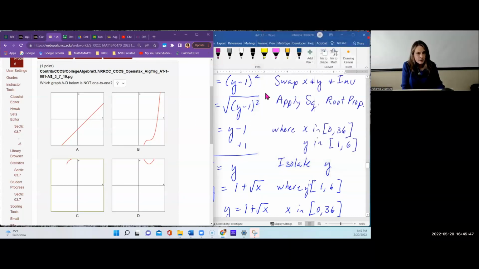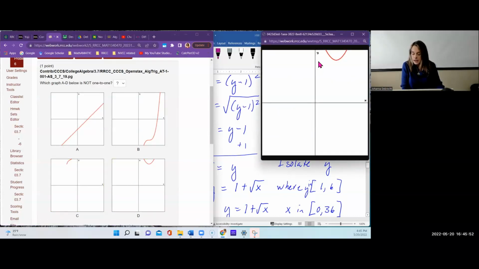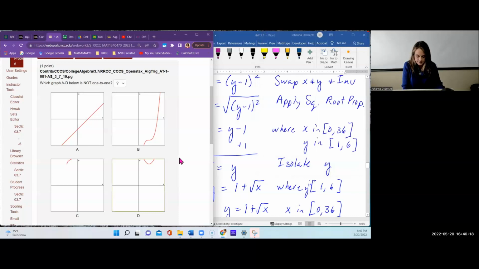So far, I don't have one that I think doesn't pass until I click on D. Again, what little bit I can see, it does pass the vertical line test, but it does not pass the horizontal line test. I have the same Y value in two places. That means the Y value gets used twice, which means when I swap X and Y, the X will get used twice. And that would mean the inverse is not a function. D is not one-to-one.